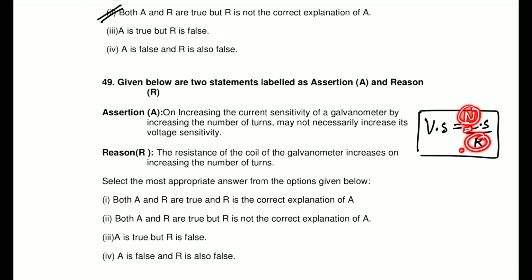You have to understand. With more turns, you are actually increasing the length of your wire, so the resistance will automatically increase. So as you increase the length, the resistance will also increase and the effects will cancel each other out. You have to understand that. So the reason is: the resistance of the coil of the galvanometer increases on increasing the number of turns. Yes, correct. So both the statements are correct, and the reason is actually the reason for your assertion, right? So here both A and R are true, and R is the correct explanation of A. This is very true.